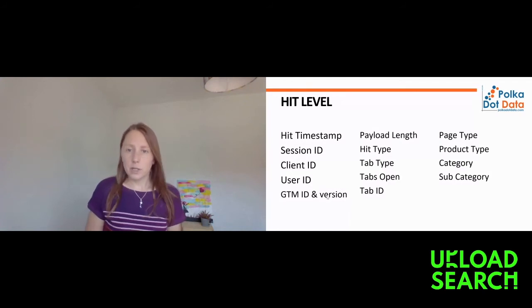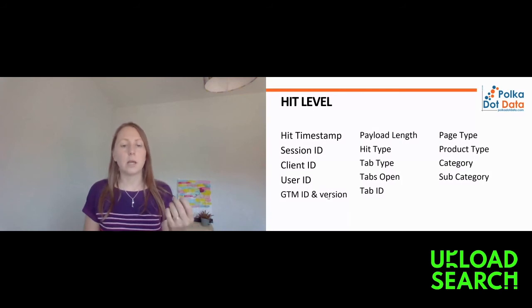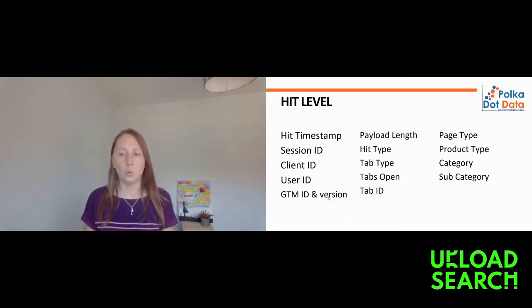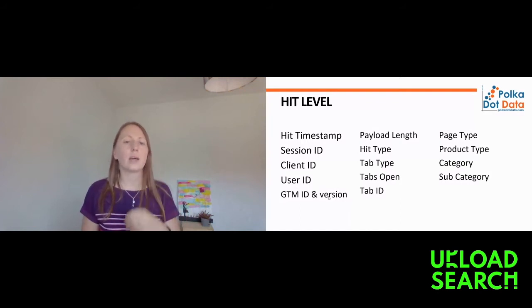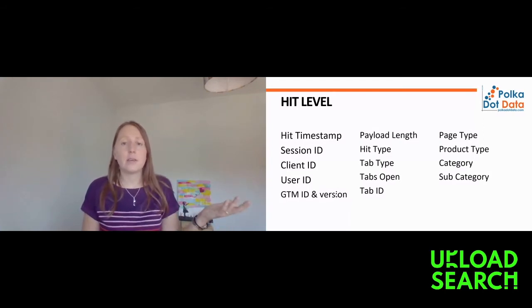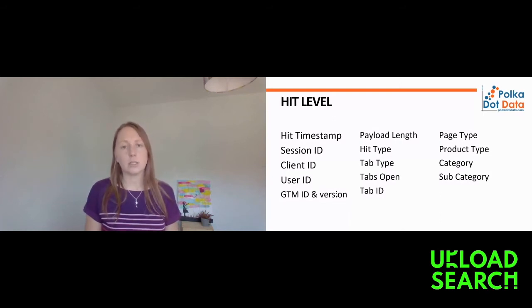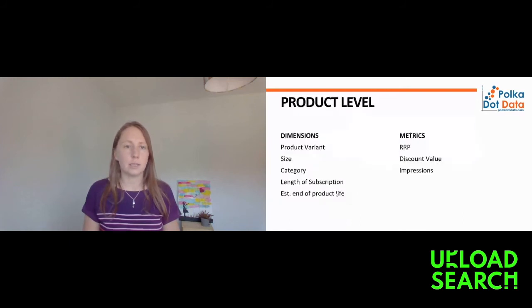Payload length is really useful for understanding because there is a limit to it. For example, enhanced e-commerce impression lists can be huge, so you want to be careful there and make sure that you're checking on the length. Tab type, tabs open, tabs ID. So that's all about whether or not the session is actually active, whether the user is even in the tab that is being recorded and sending you a session. Are they even there? Are they actually open in your tab? Page type, product type, category, they're really useful for content groupings or just understanding how customers act and your customer journey and doing that analysis.